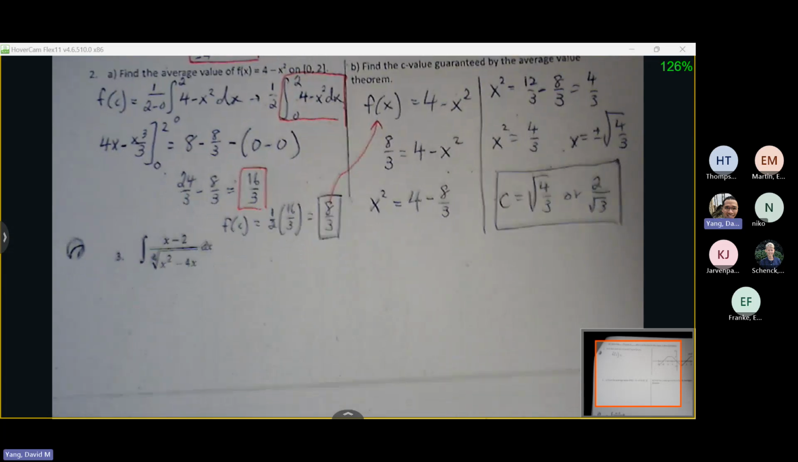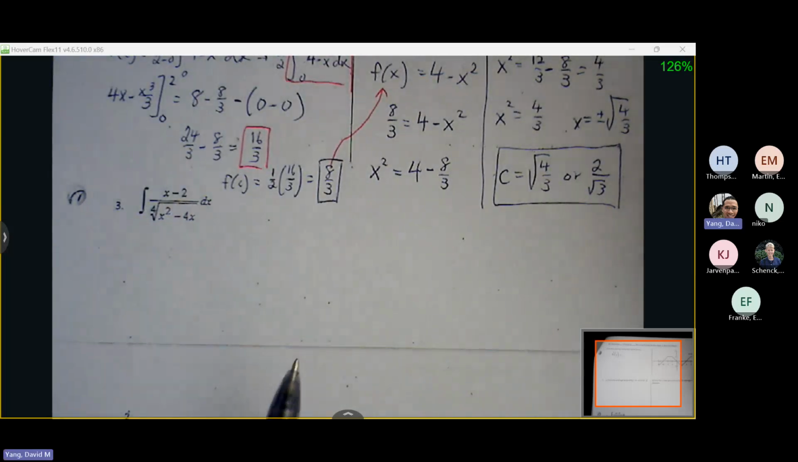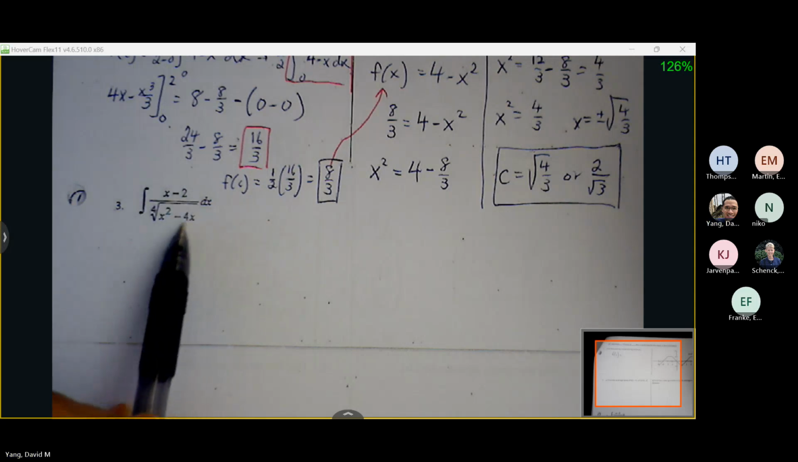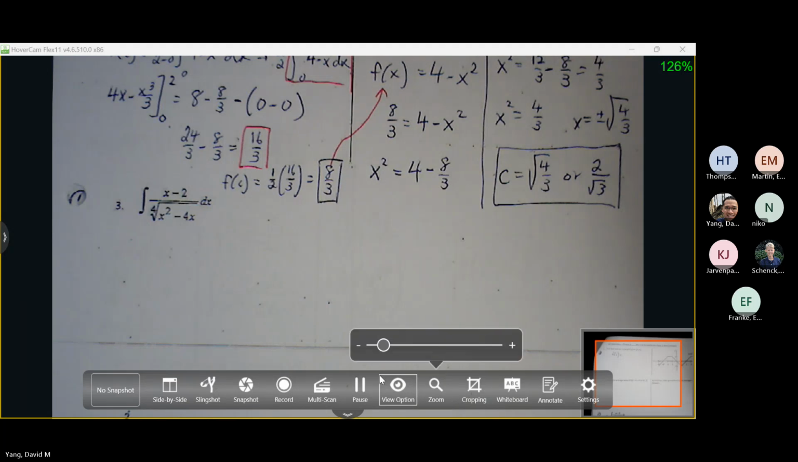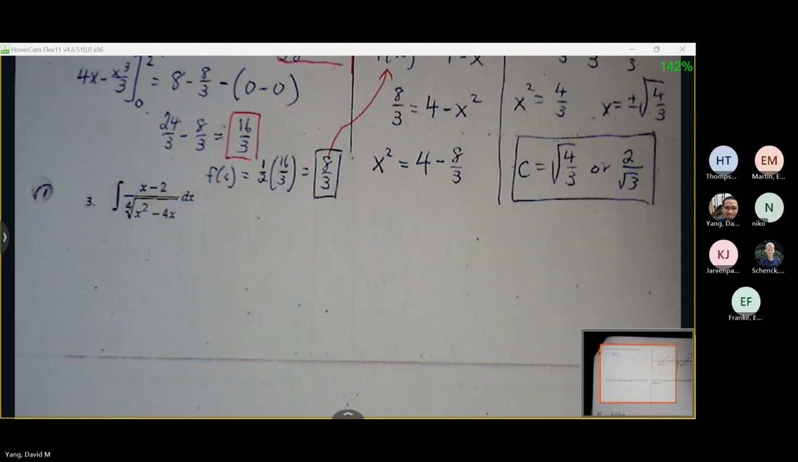Right, number 3, indefinite integral. We always want to consider, can we rely on power rule expansion to do this problem? Can we rely on just power rule and expansion? What's the issue? Why can we not just rely on expansion to resolve this problem? What do you notice about the denominator?